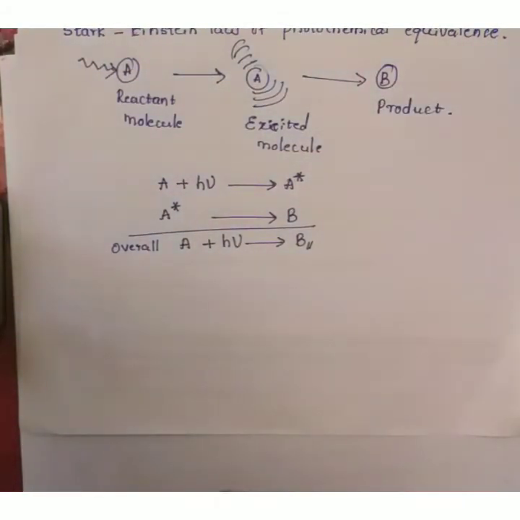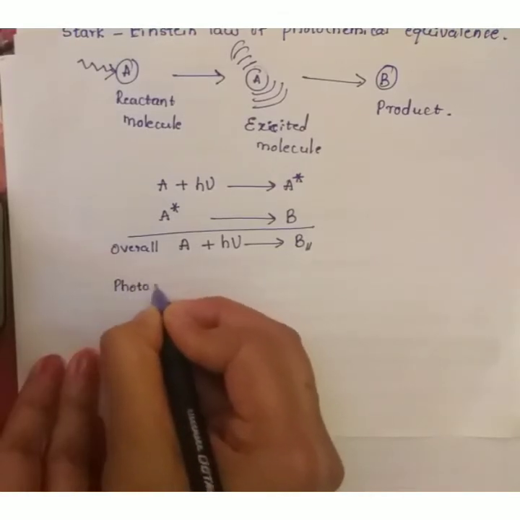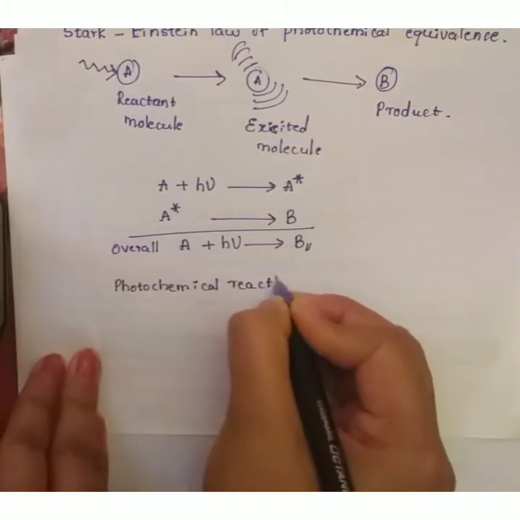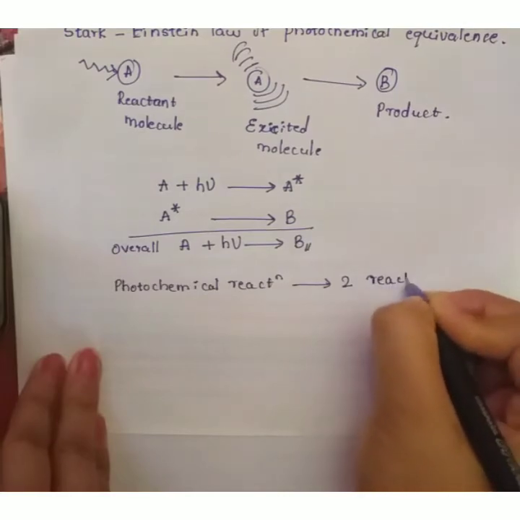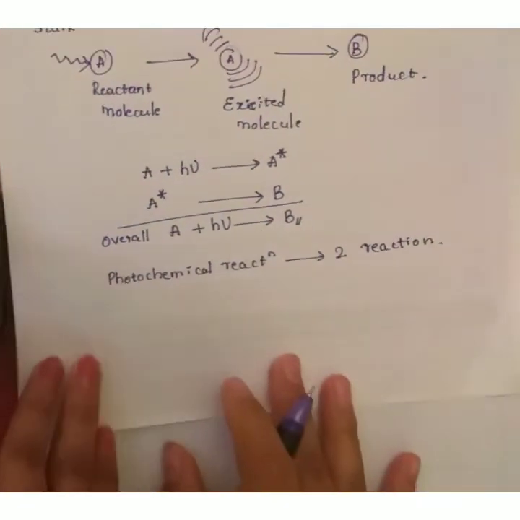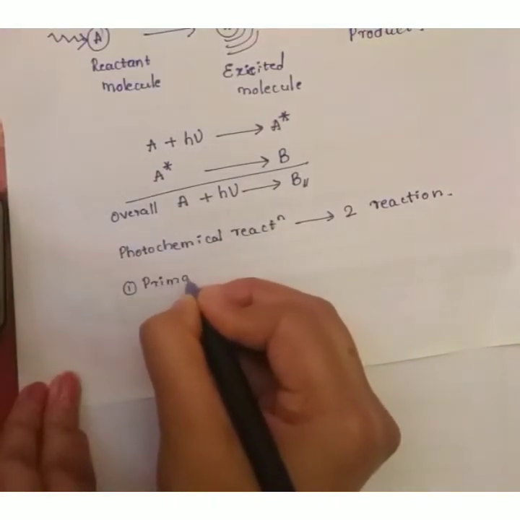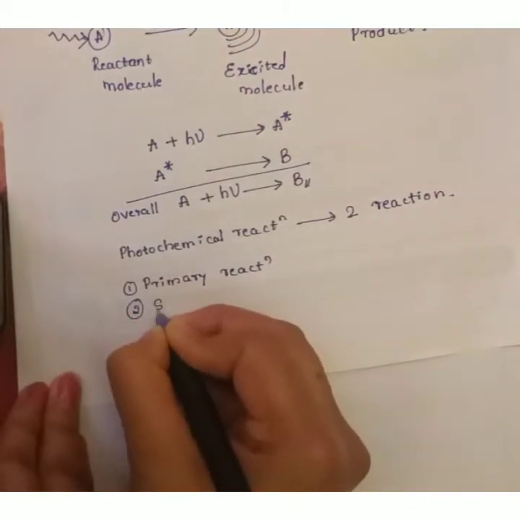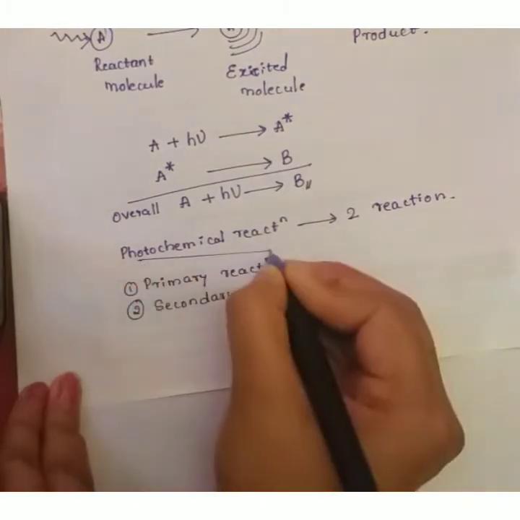The overall photochemical reaction may consist of two reactions. Photochemical reactions consist of two reactions, which means two steps. The first step is the primary reaction, and the second step is the secondary reaction. This comes under the photochemical reaction itself.